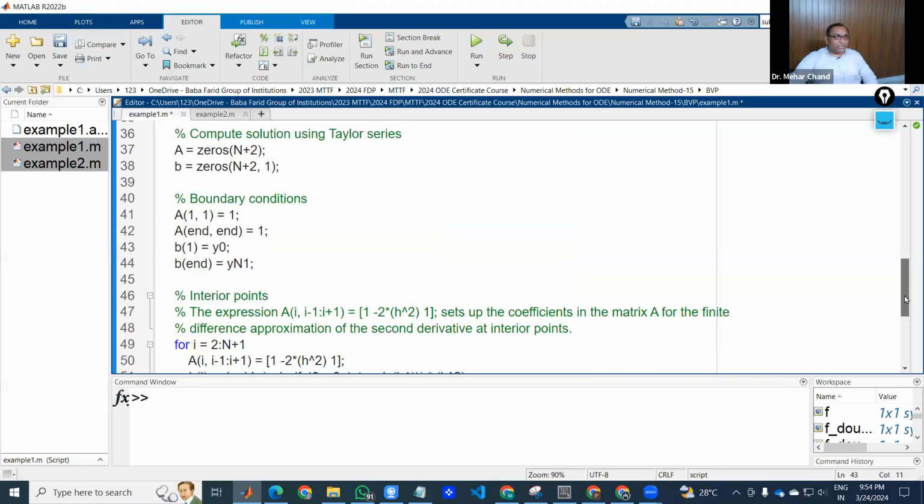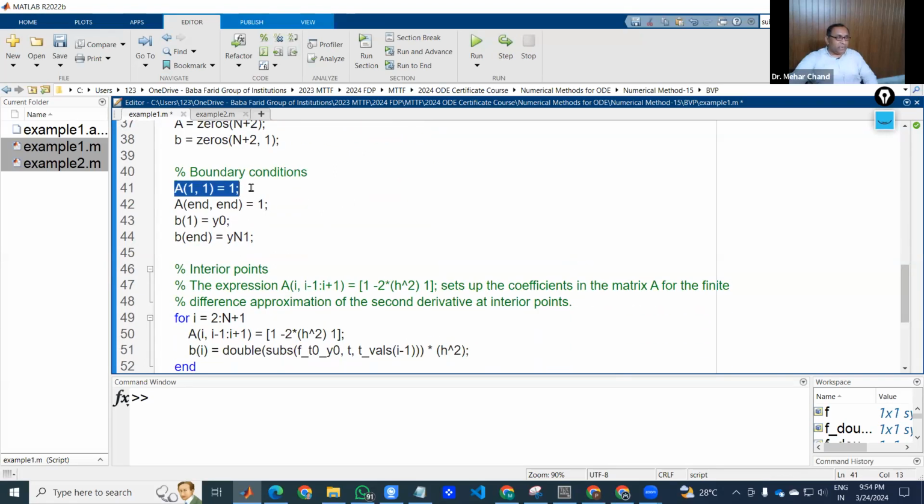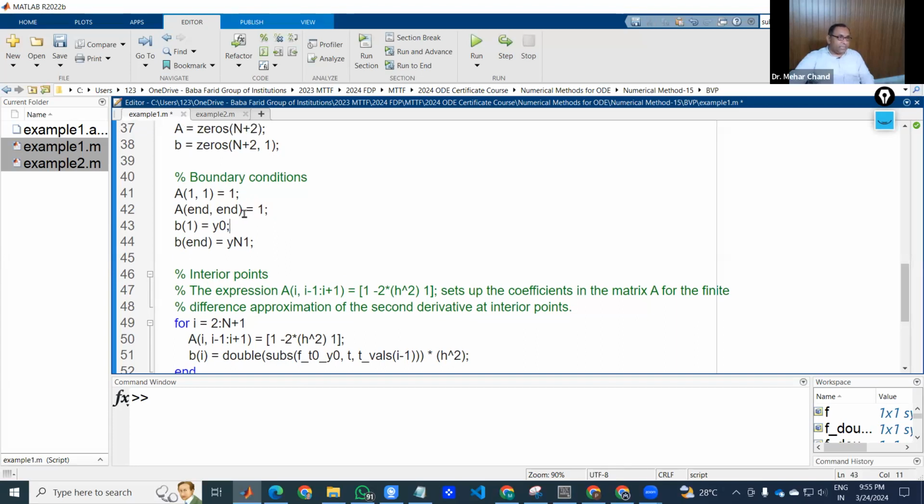Now the boundary conditions, this is the A11, which is 1, and this is the right end point. This is also, when you apply the boundary conditions, we will have the matrix. So the A11 element will be 1 and also the end point. At the end point, meaning n plus 2 and n plus 2, that will also be equal to 1. And B1 is y0 and B end is yn1.